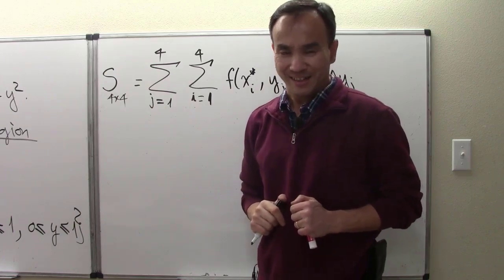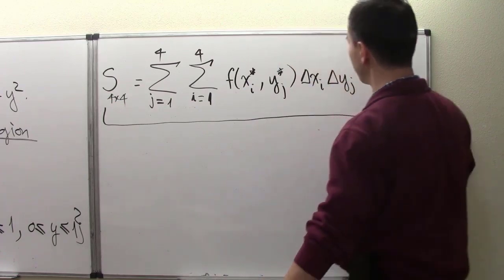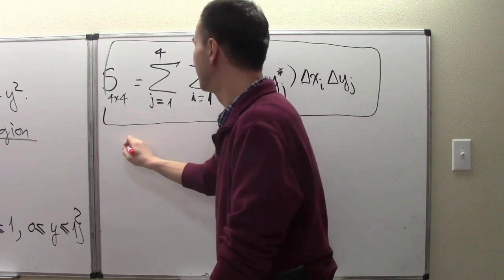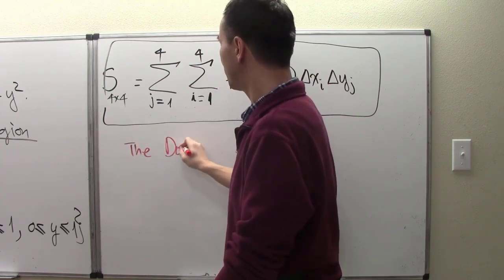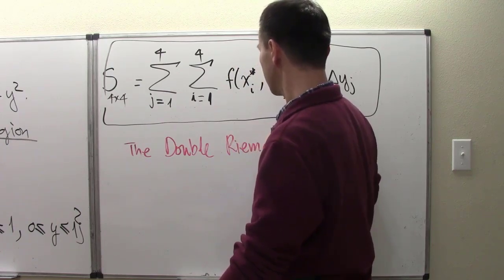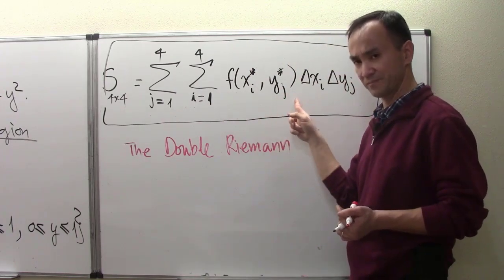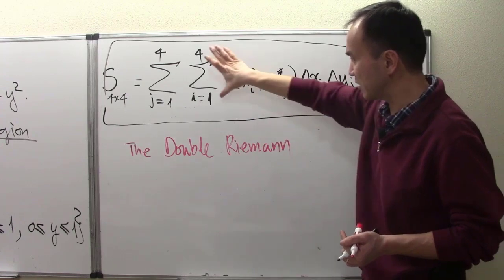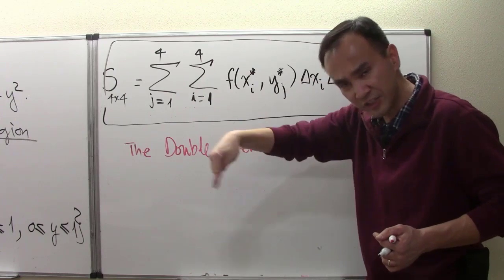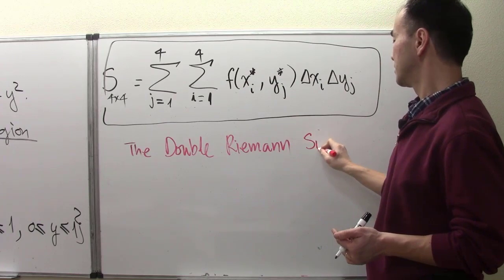All right, but ladies and gentlemen, this sum right here is called the double Riemann sum. It is the Riemann sum that we've learned from the Calculus 2 ideas. We pick sample points and then we sum, and this time the reason we call it double is because we have two ways of summing up. So this right here is called a double Riemann sum.